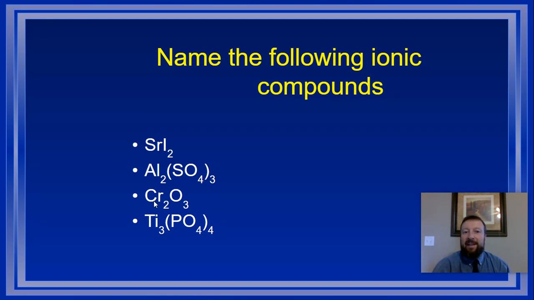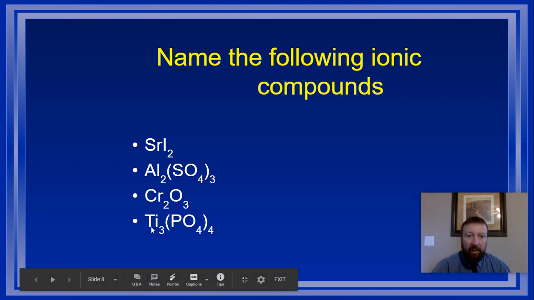Now, if it's a transition metal, you have to put in Roman numerals what the charge is. We'll just reverse crisscross it. Oxygen must have been a -2. Chromium must have been a +3. So I say chromium, in parentheses, Roman numeral 3, oxide, IDE ending.